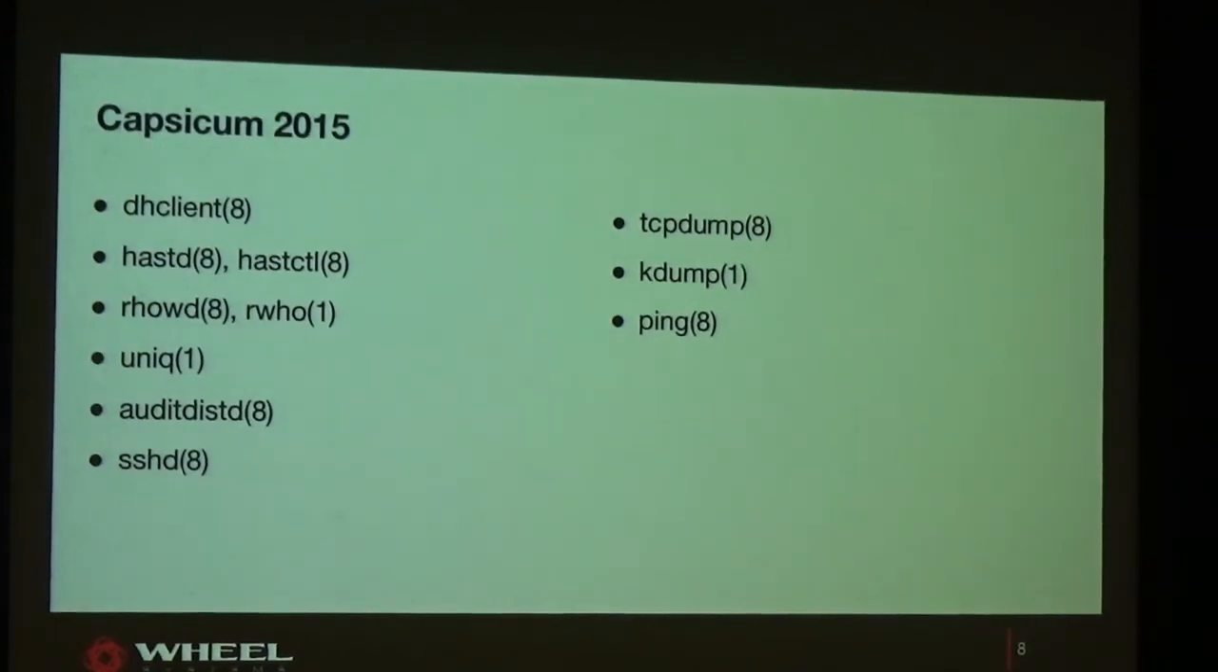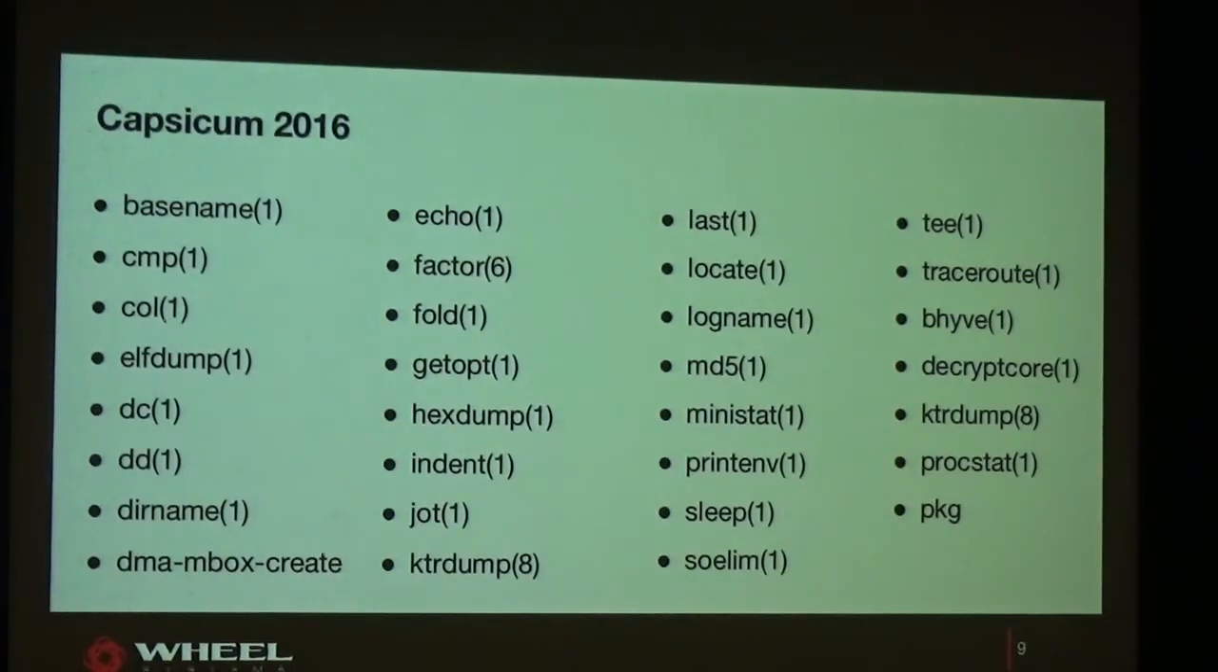Until 2015, we had a few applications which were using Capsicum. It was nice. We had KDump and tcpdump. Those are very interesting programs to Capsicumize, but still we had only a few of them. We put a lot of effort in the last year, and we were able to extend the number of Capsicumized programs. We have a lot of interesting programs like traceroute, bhyve, decrypt core, or even pkg using Capsicum. Or, as George mentioned earlier in his presentation, we also sandbox yes. So he stole my joke.